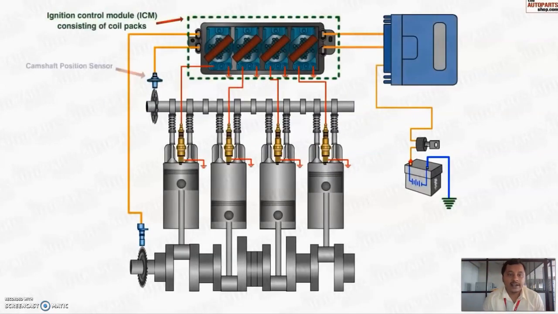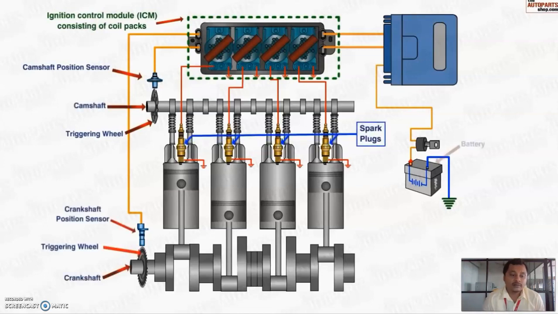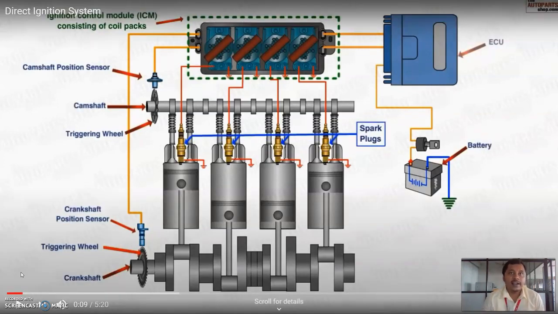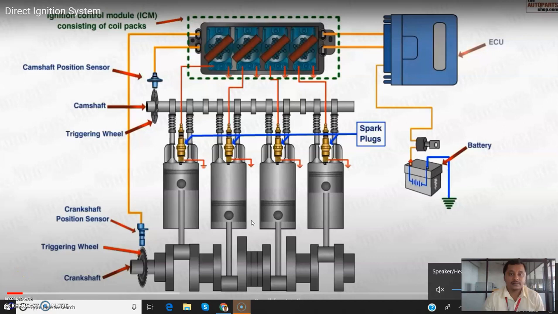Here, in the direct ignition system, we have coil packs. These coil packs are provided individually for individual cylinders. These coil packs act as a step-up transformer and produce spark to the individual cylinders of the engine. These coil packs get information from the crankshaft position sensor and the camshaft position sensor.